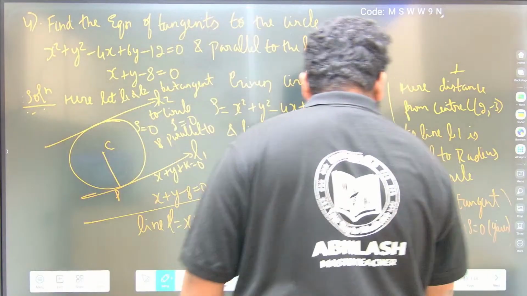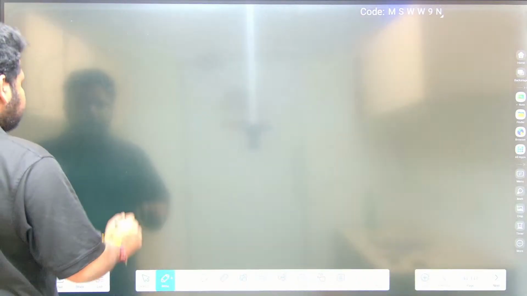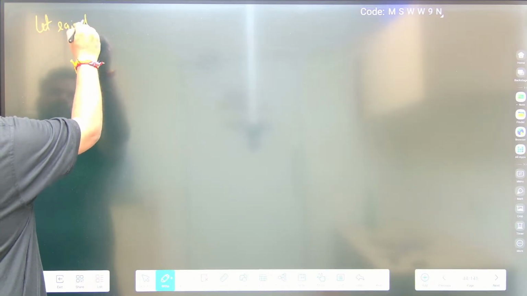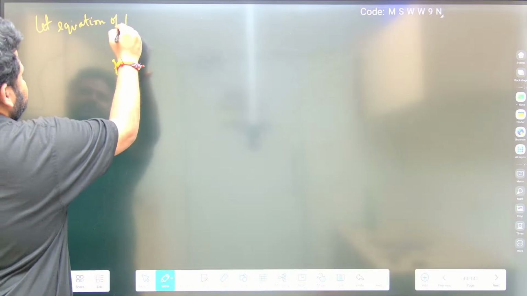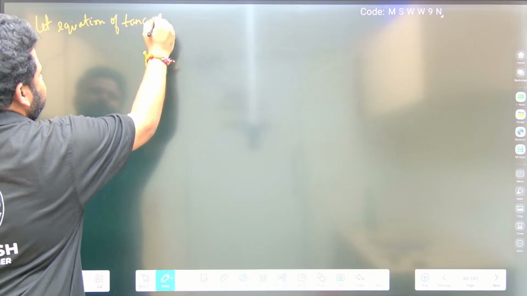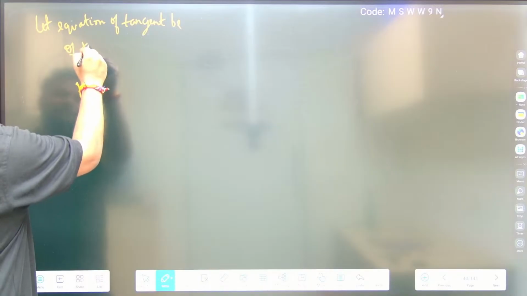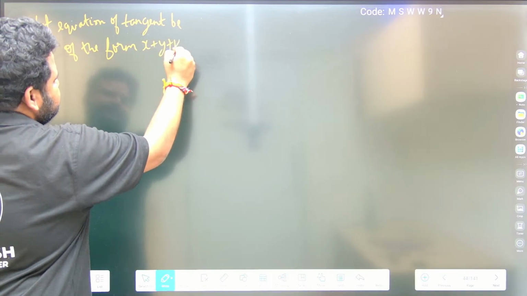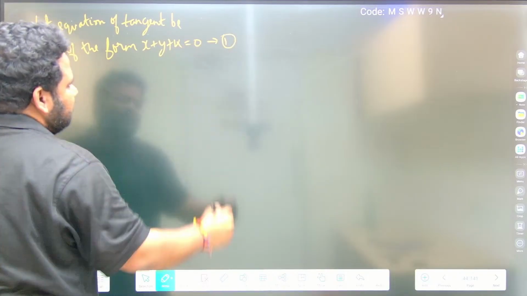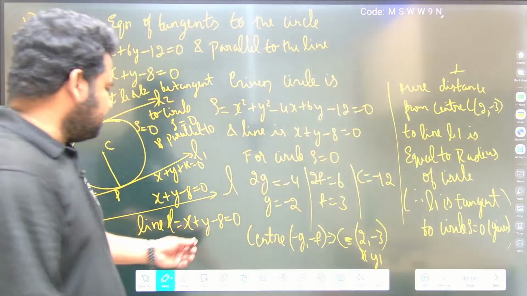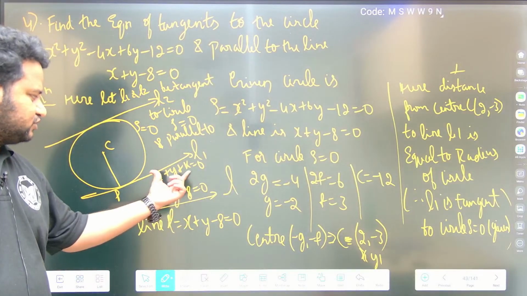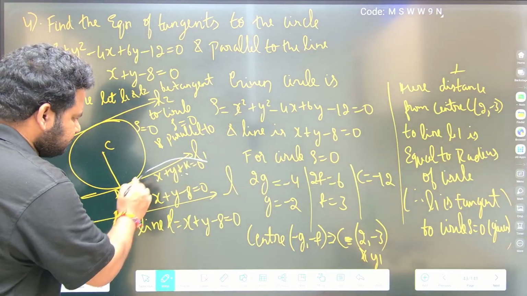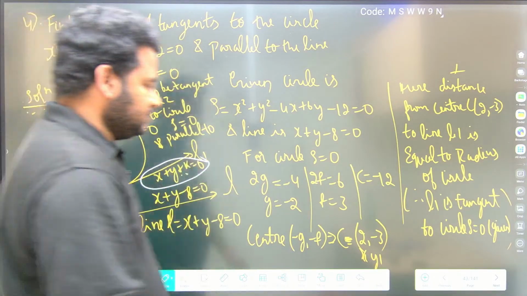Now let us take, let the equation of tangent be of the form x plus y plus k is equal to 0. Let this be equation 1. That is what we have written here. Figure is very important in this question. See here, that is what I have written here: x plus y plus k is equal to 0. We have to find the value of k.